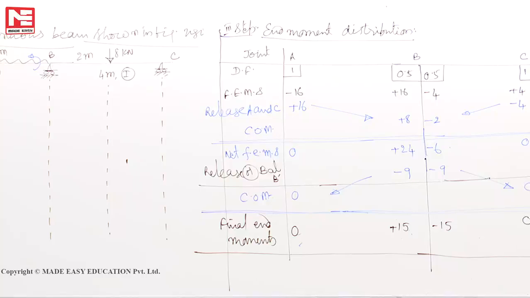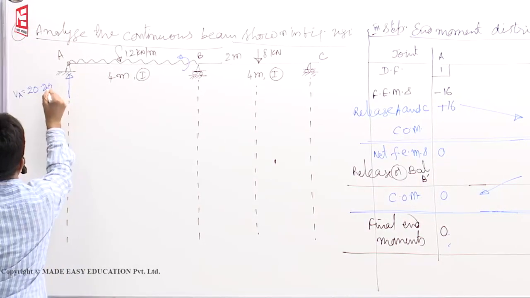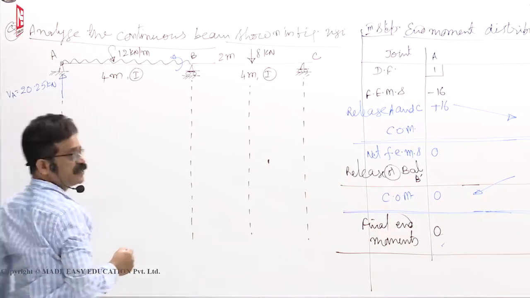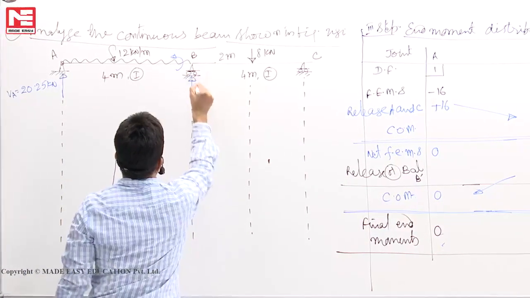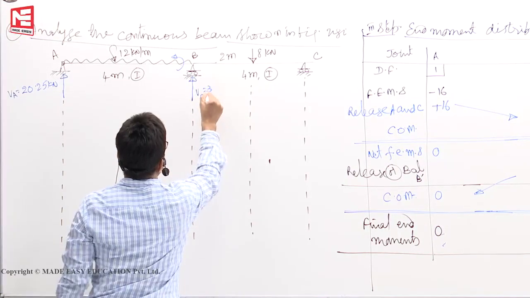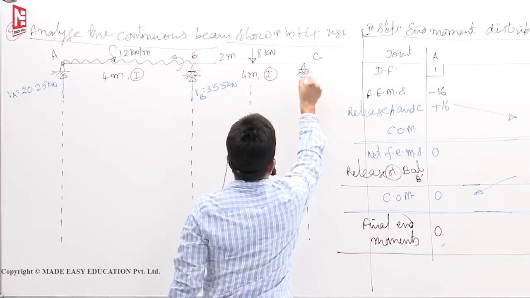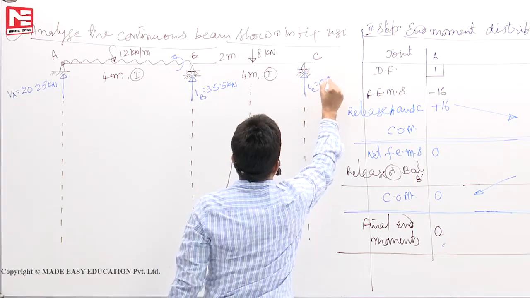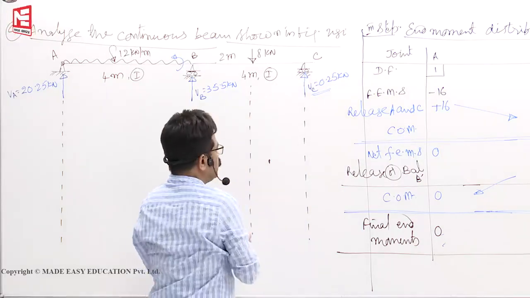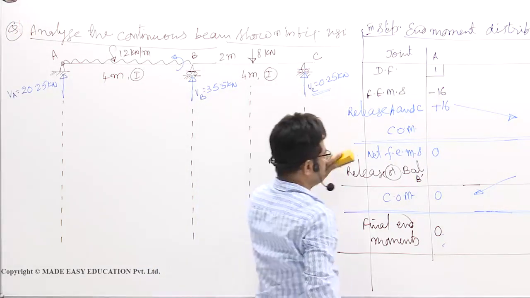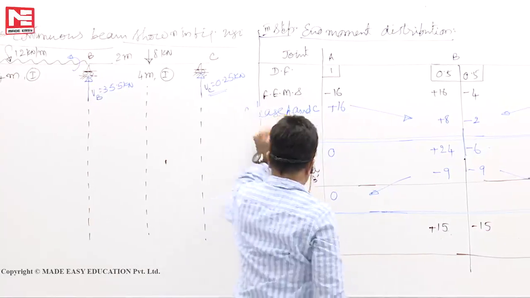Now these reactions will show here. VA we got it as 20.25, then VB we got it as 35.5, then you got VC as 0.25 kilonewton. Now you are ready for SFD and BMD. This we can remove. We do not require this end moment distribution.